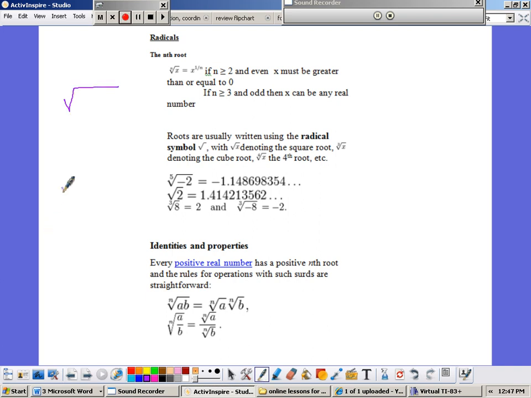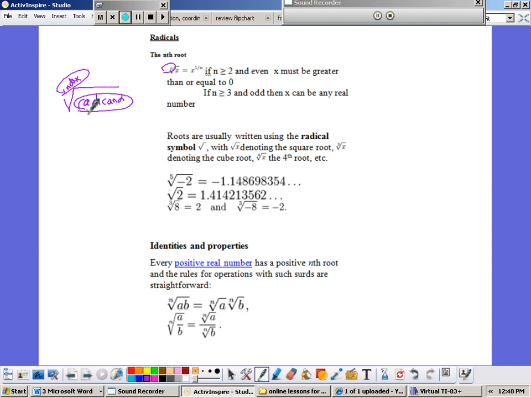And in the radical sign, we have the radicand. And we have the index. And then we have the radical sign. Now, if the index, which they have denoted right now as an n, is an even number, then the radicand inside must be greater than or equal to 0. It has to be a positive number or we get an imaginary number.